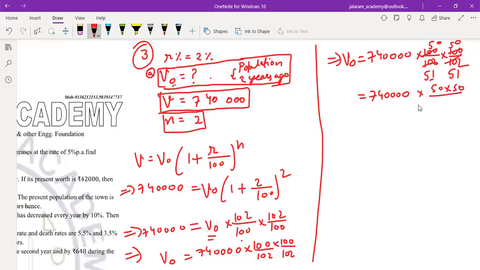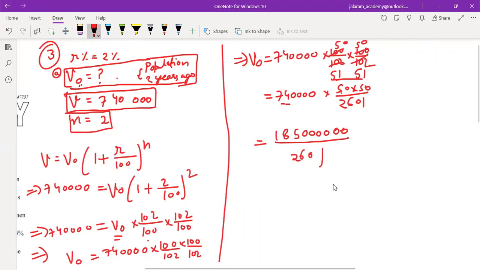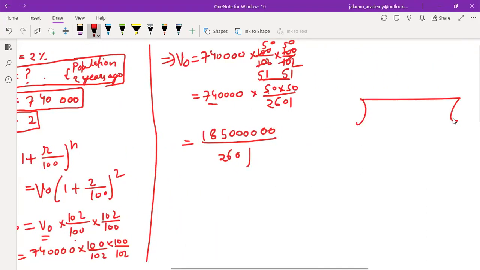51, which is divisible by 17 and 3, but 74 is neither divisible by 17 nor by 3. So we square 51. So 51 square is 2601, and multiply the numerator. 74 5s are 370, 74 5s are 370, 185, and zeros. How many zeros are there? 1, 2, 3, 4, 5, 6, over 2,601. So divide it in rough to get the final answer.